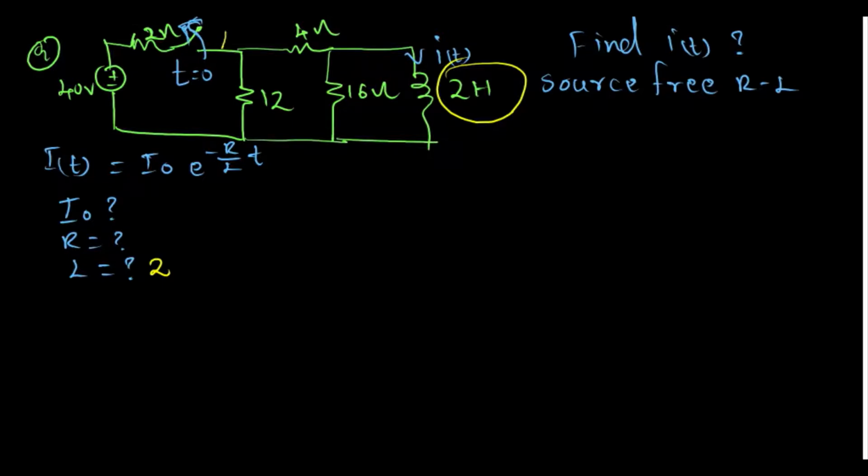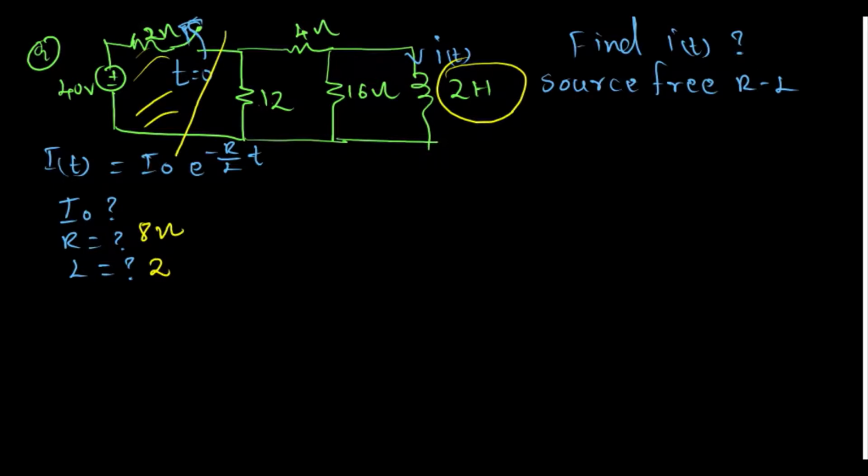So we need to cut this part. This part we don't need; we only need this part. So 12 and 4 ohms are in series for this inductor. 12 plus 4 is 16, and 16 in parallel with 16 gives 8 as the answer for this R.